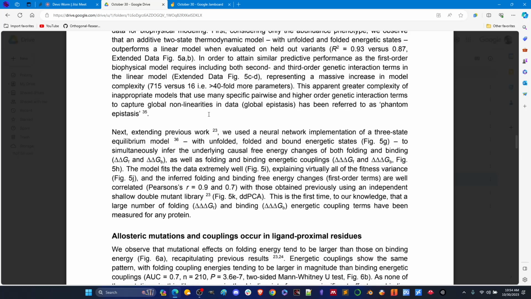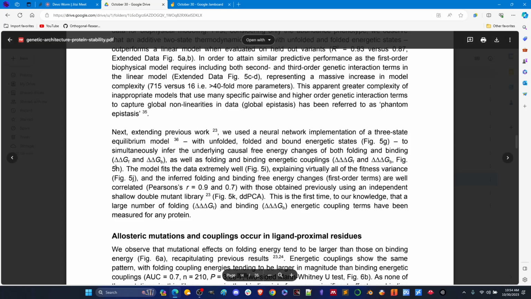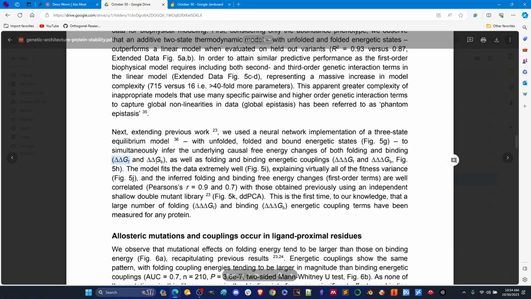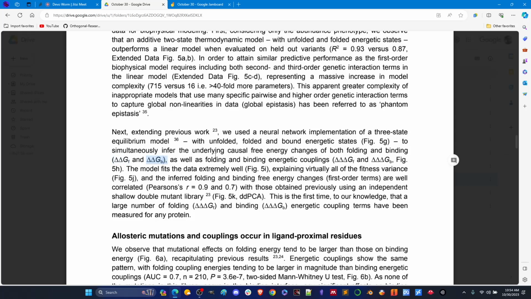Next, extending previous work, we use a neural network implementation of a three-state equilibrium model with unfolded, folded, and bound energetic states to simultaneously infer the underlying causal free energy changes of both folding and binding. So the double delta GF and double delta GB, as well as folding and binding energetic couplings, which are the triple delta GF and the triple delta GB.